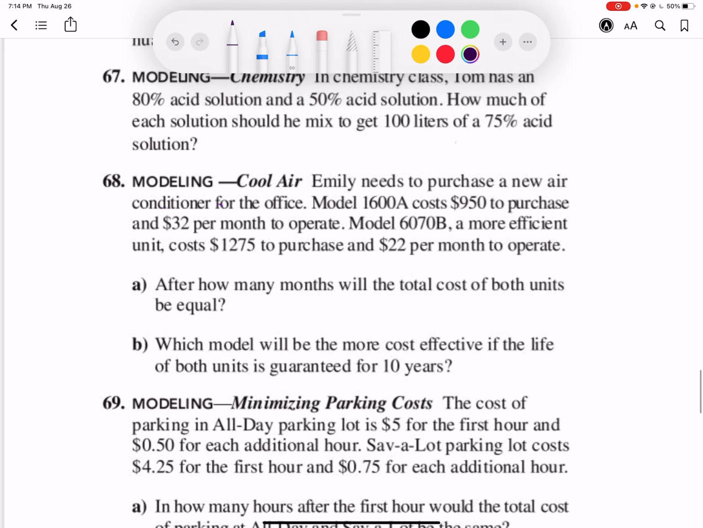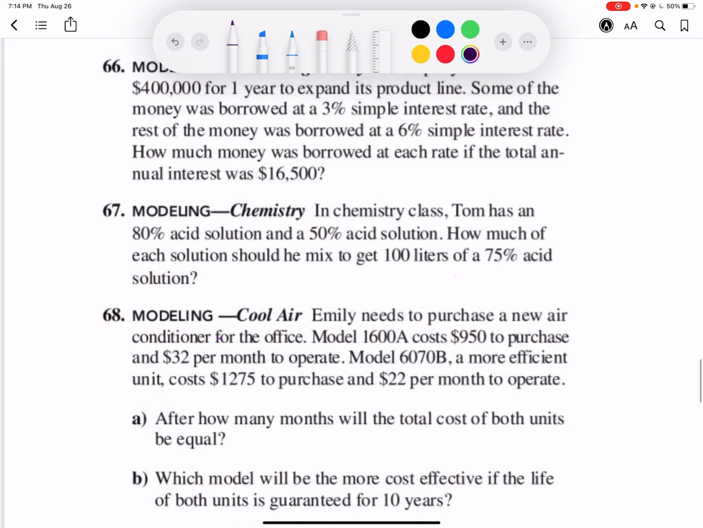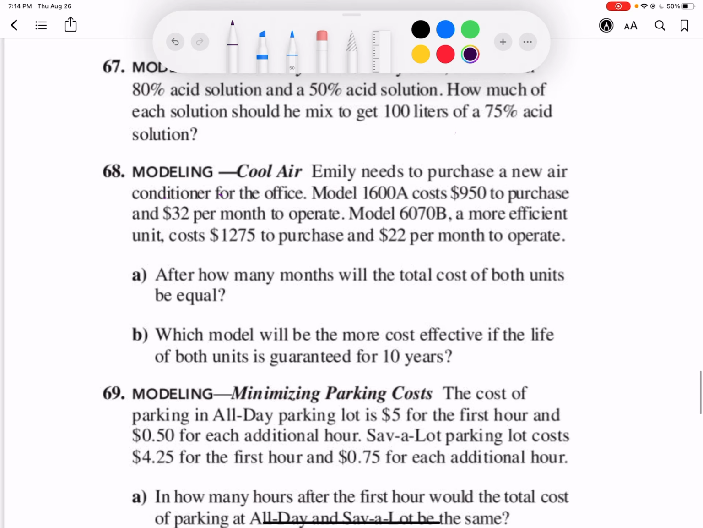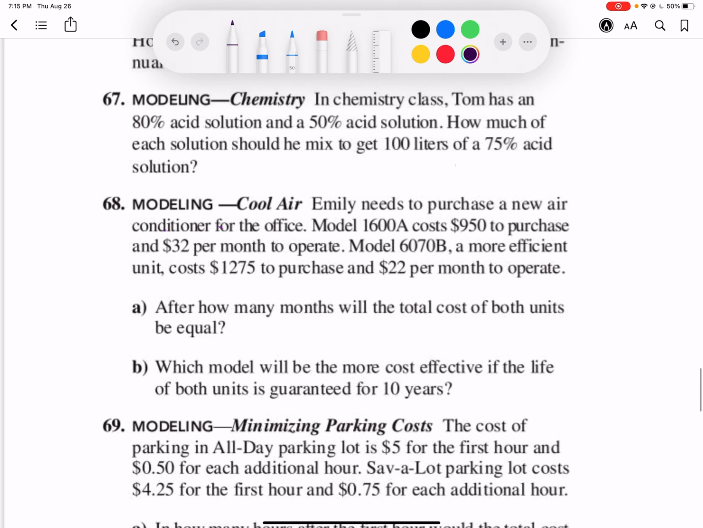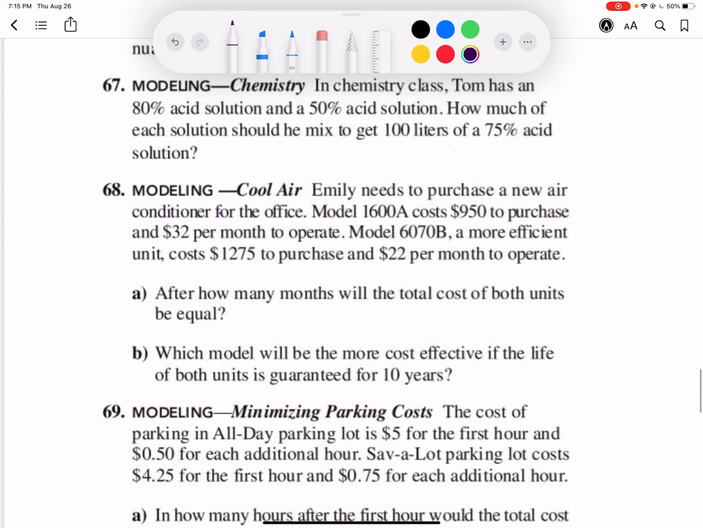All right, the next one is, you had 67, 68, and 69. So I'm going to do 67, and hopefully that will help you be able to do 68 and 69 as well. A lot of it just revolves around setting up the equations. Once you set up the equation correctly, then it's fairly easy to answer these questions.